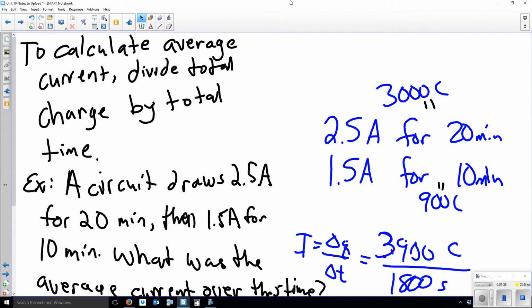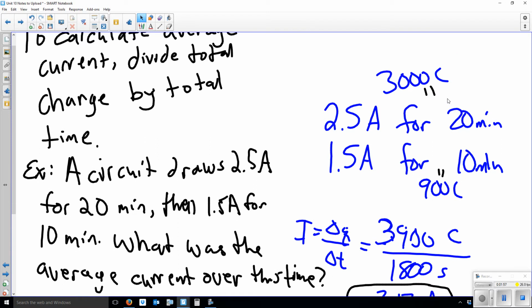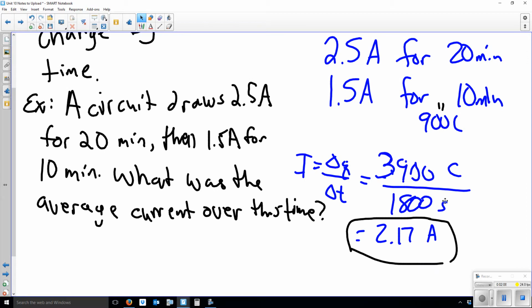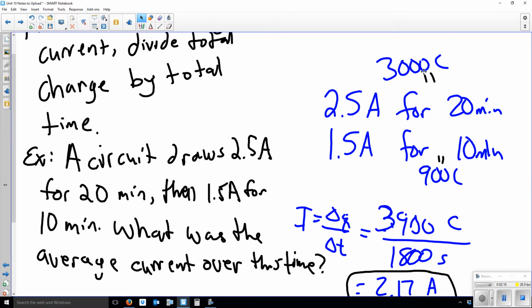Another way we've had a couple problems is calculating average current. It says that it goes for this current for some amount of time versus a different current for a different amount of time. In order to calculate that, the average current, divide your total charge by your total time. So here I got the charge during the first section, 2.5 amps for 20 minutes. I got that amount of charge, and then I got the amount of charge in the next 10 minutes. I added those together, divided by the total time for both of those.